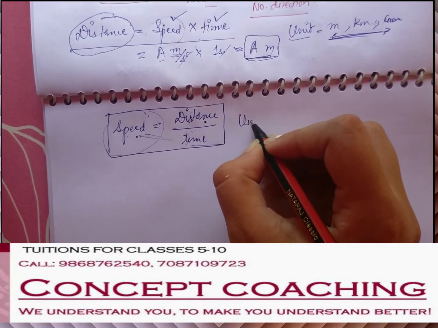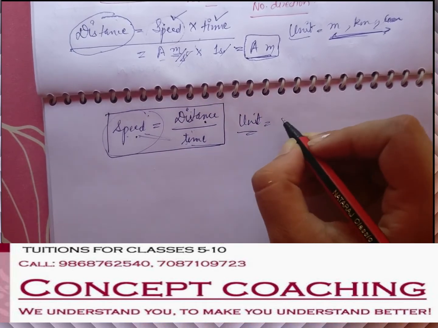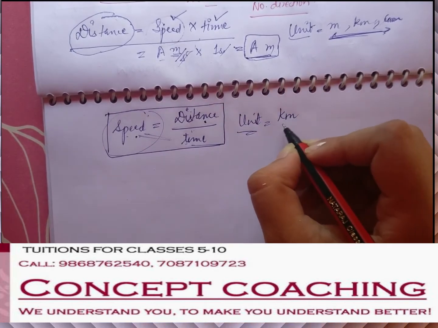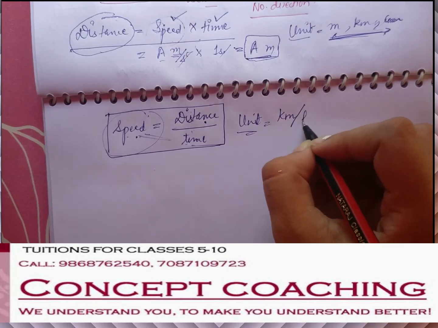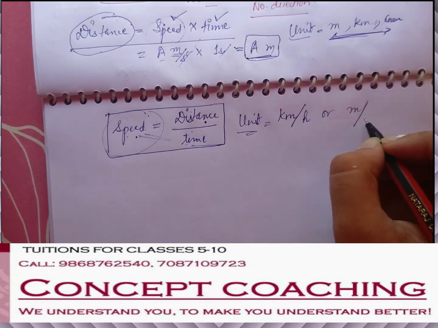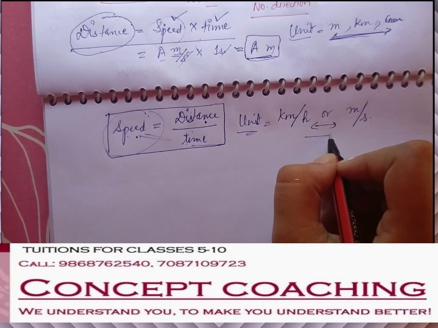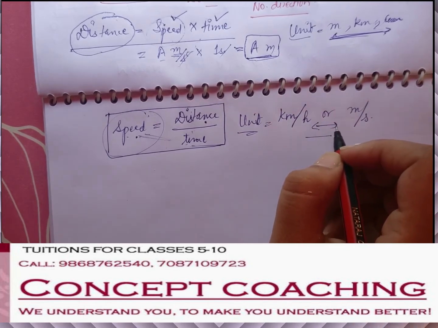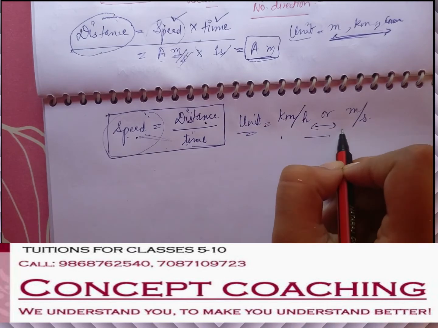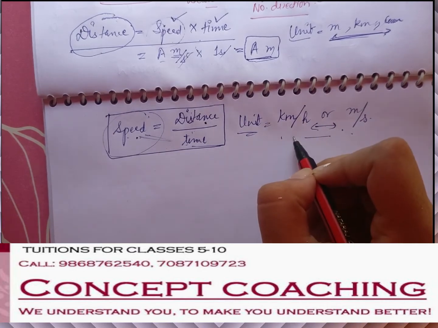The unit of speed is usually kilometer per hour or meters per second. Even these two are interconvertible. There are formulas for interconverting these two, from kilometer per hour to meter per second, and from meter per second to kilometers per hour.